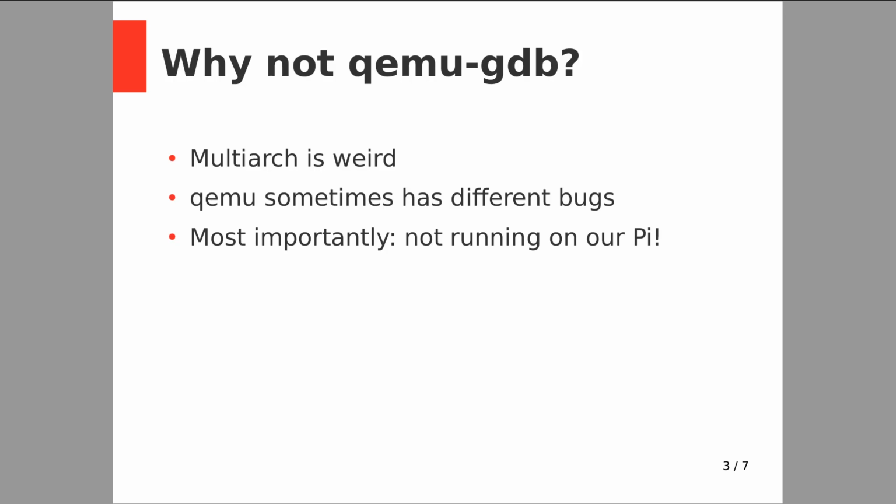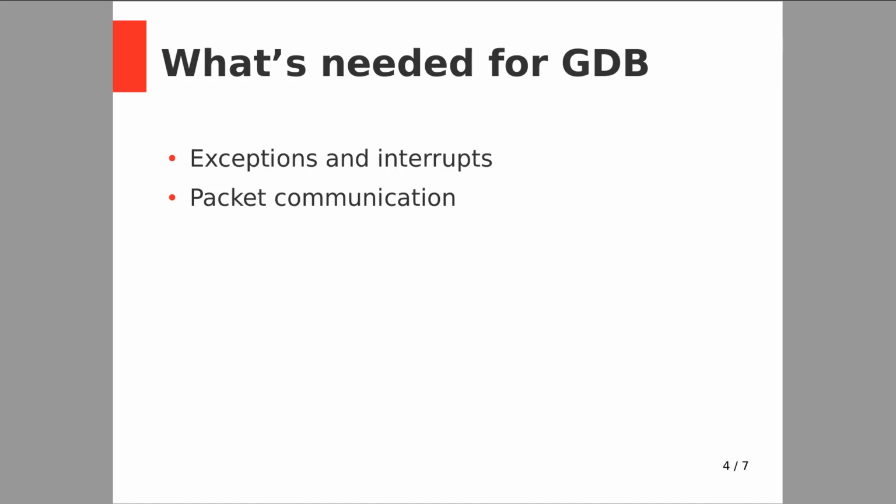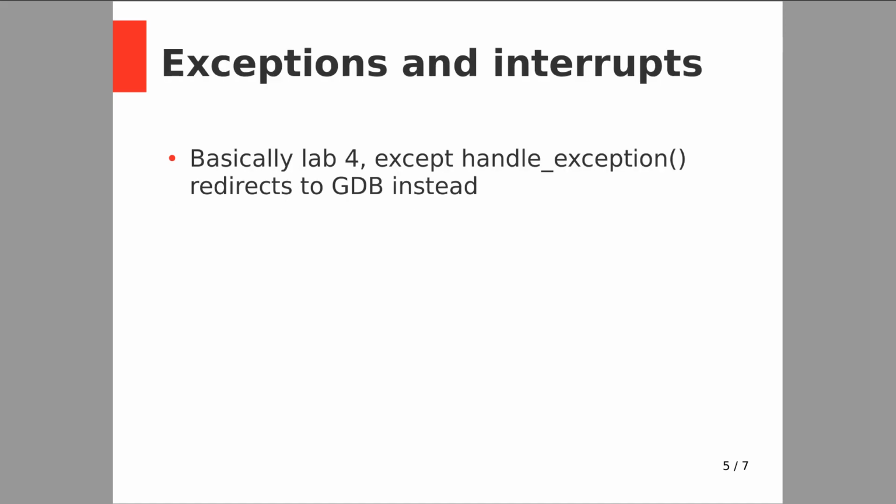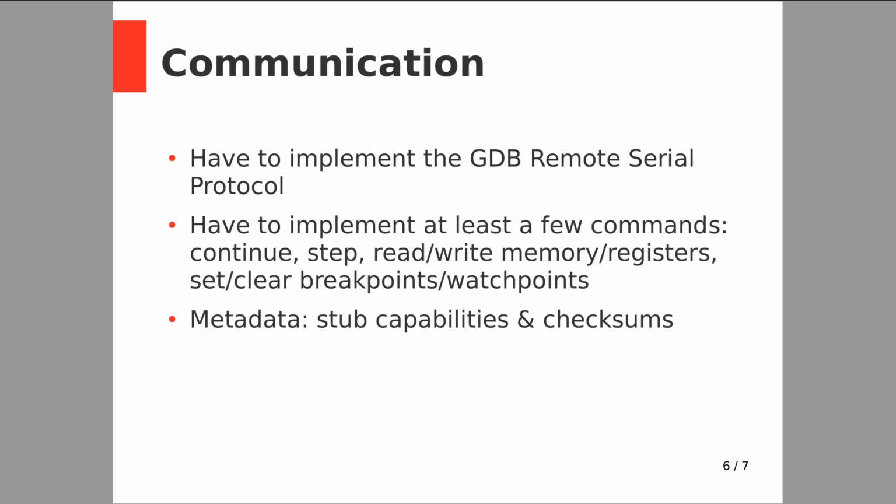But the more important part of why we want to implement the GDB remote stub is because QEMU doesn't run on our Raspberry Pi. Well, yeah, I'm sure some of the people with the other projects will get that working eventually. But we want our Raspberry Pi to be doing as much as possible itself. So what do we need to do to implement the GDB remote stub? Well, we need exceptions and interrupts, and then we also need communication between the stub and the host computer. Luckily, Lab 4 is all about exceptions and interrupts, so there's not a lot extra that we have to do there to get the GDB remote stub up and running, but there will be plenty that we have to do later if we want some of the more advanced features.